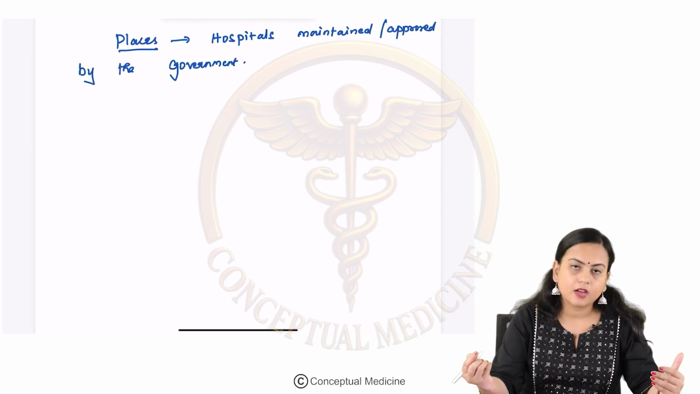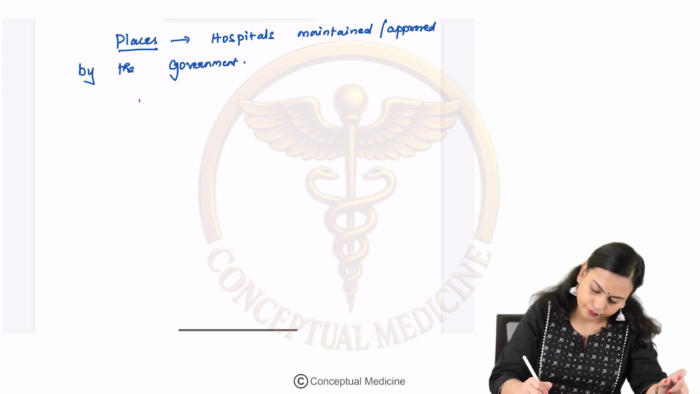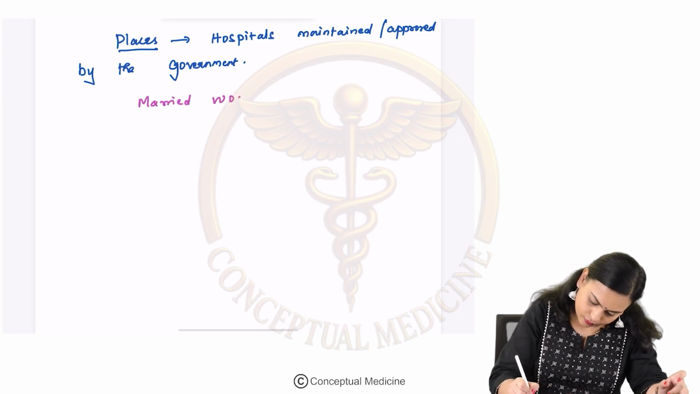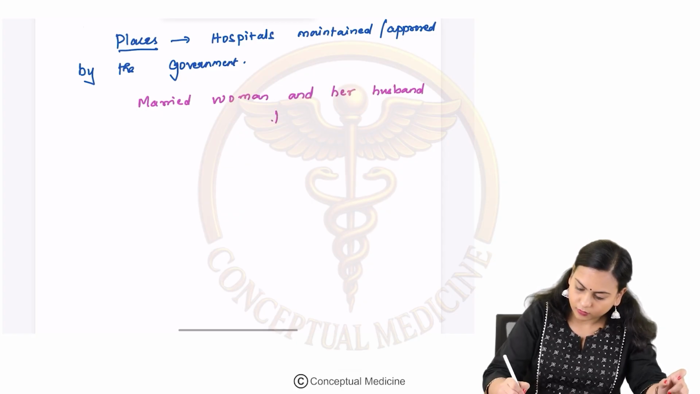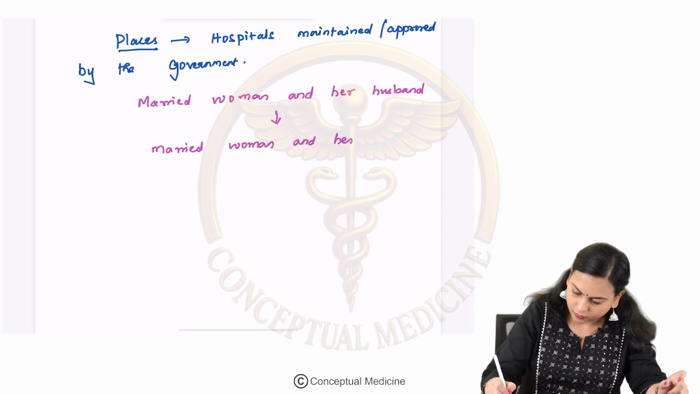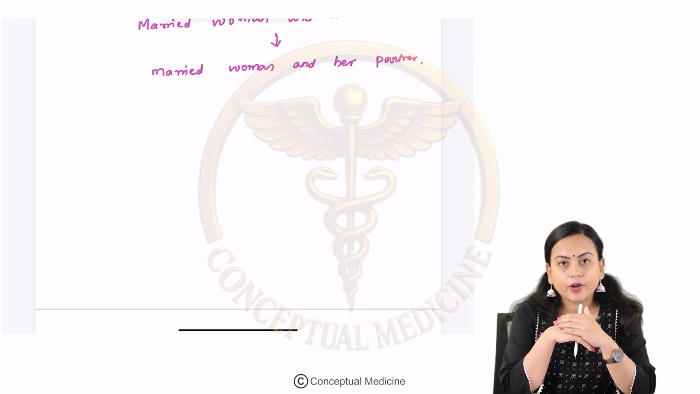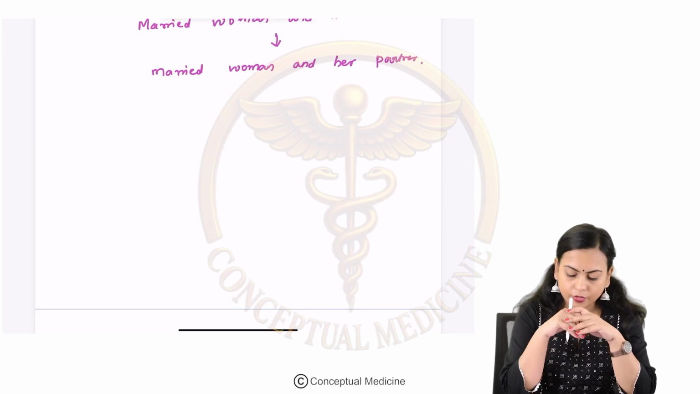Now, in this act, the term married woman and her husband has been replaced by married woman and her partner. There is also privacy protection in the Act stating that the details of the woman who has undergone the MTP should not be disclosed to any other persons except those authorized by the law.